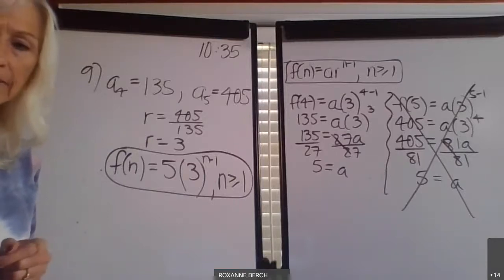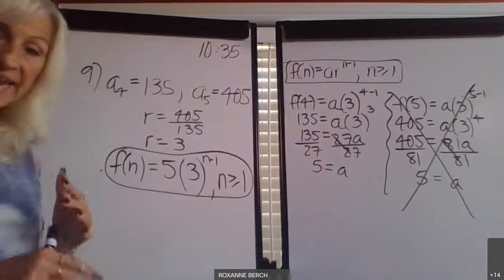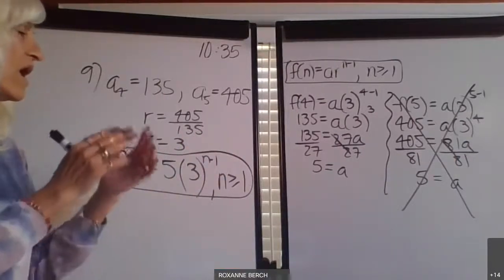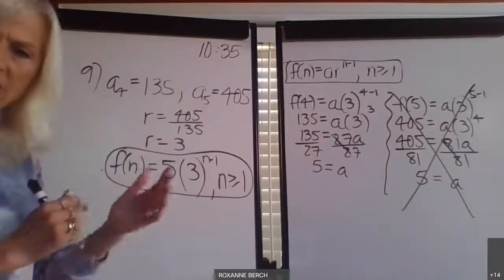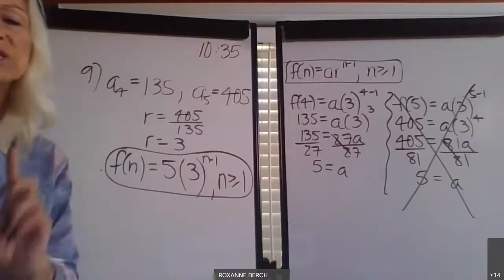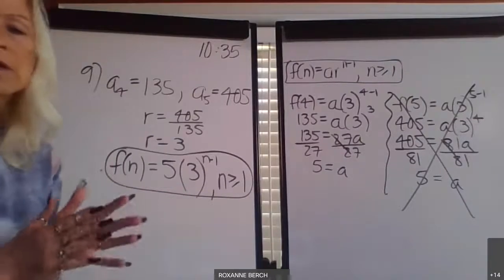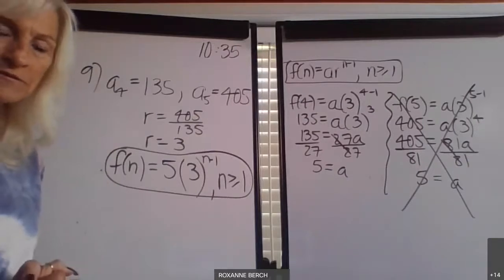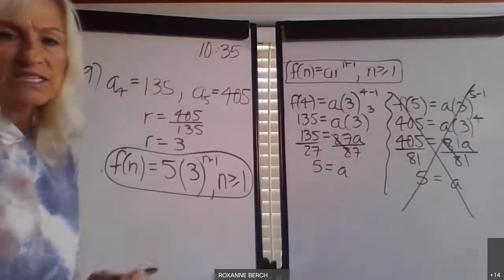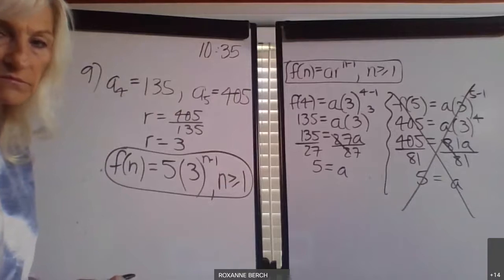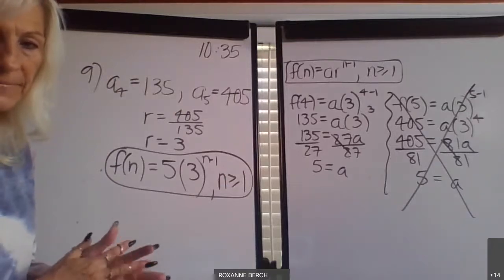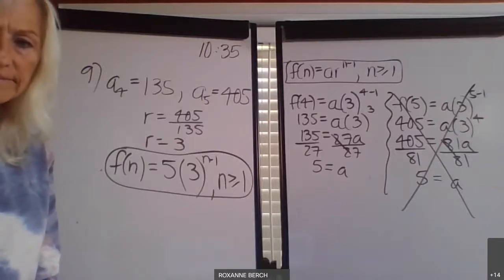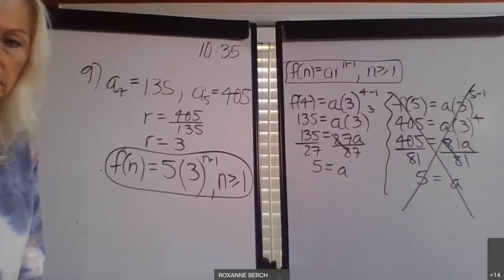So like I said, if you're missing A and have R, you can find A. If you're missing R and have A, you can find R. Or if you have to solve a system of equations with two unknowns, you can use what I showed you called substitution. All right, any questions? Ms. Birch, can you do number 10, please?